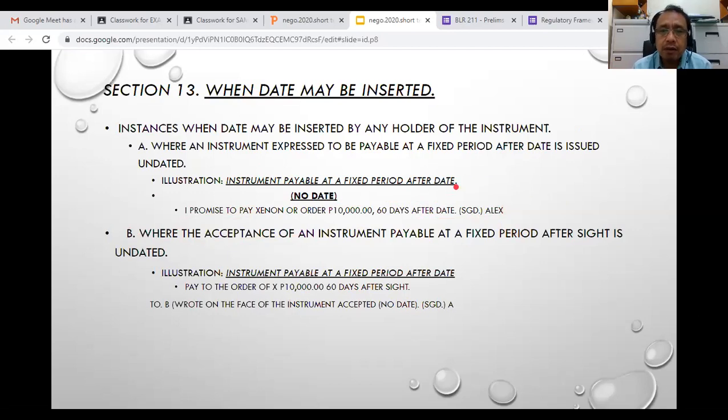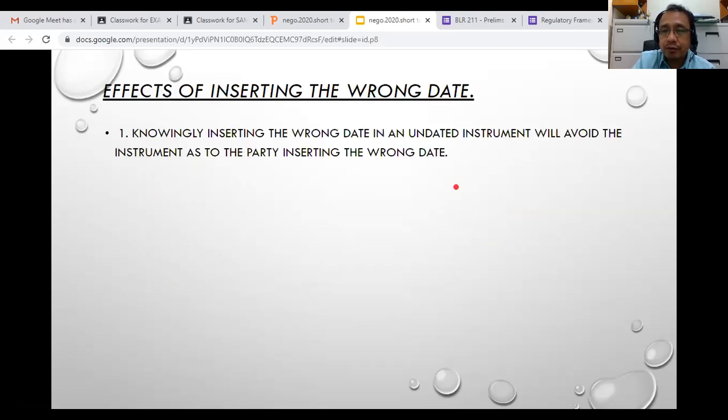How about if, after inserting the wrong date, ano ang ginawa ngayon ni Senon? Senon thereafter negotiated the instrument to another person. Obviously, he negotiated that instrument bearing the wrong date. Kasi ang nakalagay doon is July 1 of 2020 instead of October 1, 2020. What will be the effect if that instrument bearing the wrong date has been negotiated by the person who placed that wrong date?